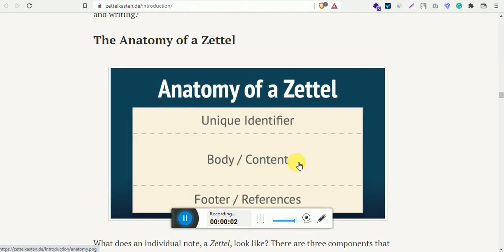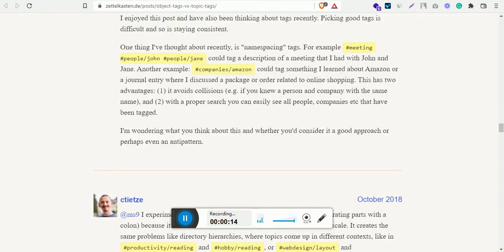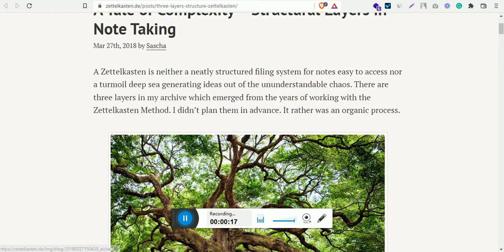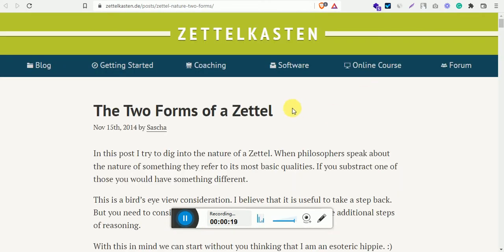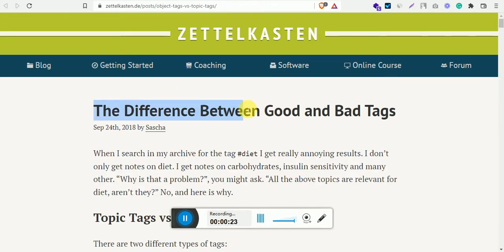So last time we discussed Zettelkasten. We discussed the introduction of Zettelkasten. As you already know, this is the anatomy of Zettelkasten. By the way, in this particular topic, we are going to study a very different thing that's very important for individual Zettels, and that is the difference between good and bad tags.